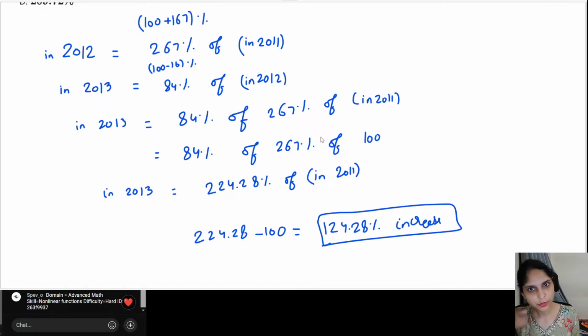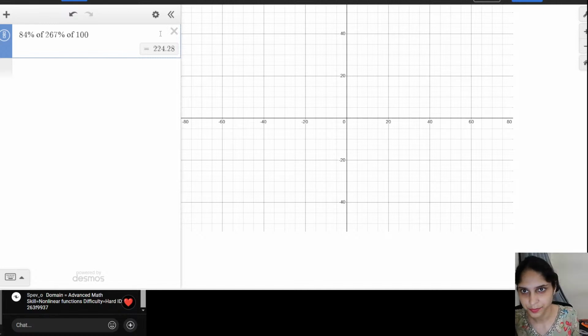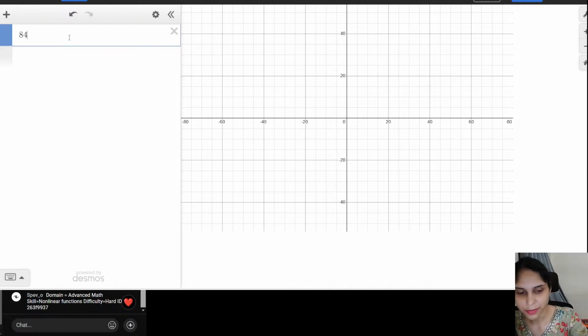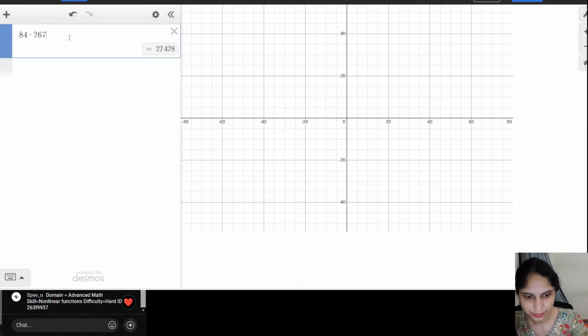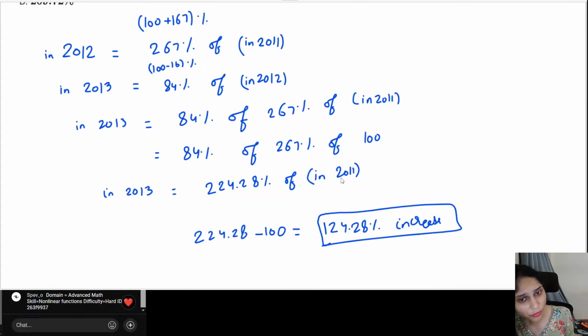See if you understand this. It's 267% of 2011. It is 84% of 2012. So 84% of 267% of 2011. So 84 times 267, and we divide by 100 so that it remains a percentage. So 224.28% of 2011. This is 100 plus the percentage of increase. That is why your percentage of increase is 124.28.